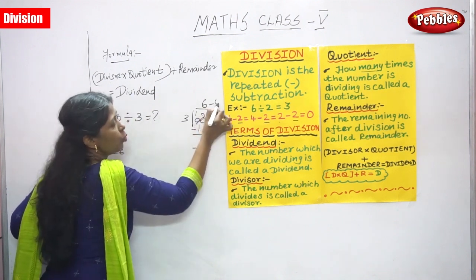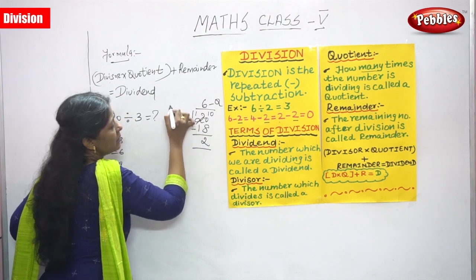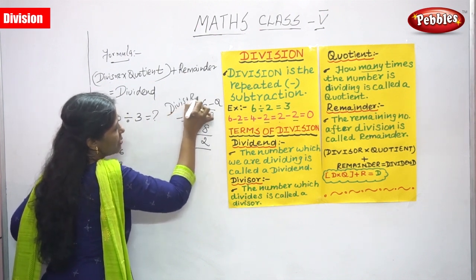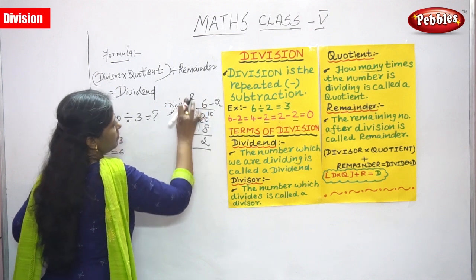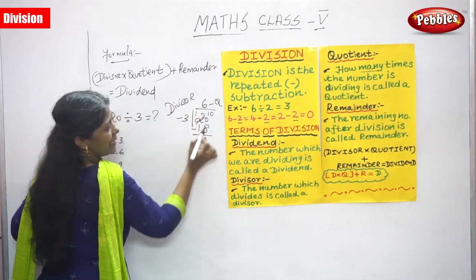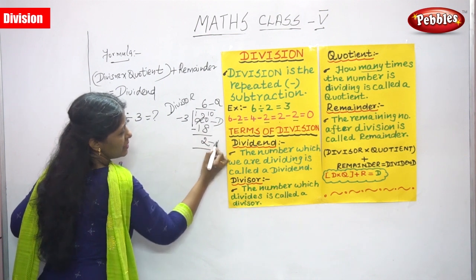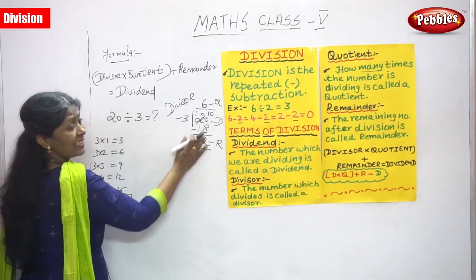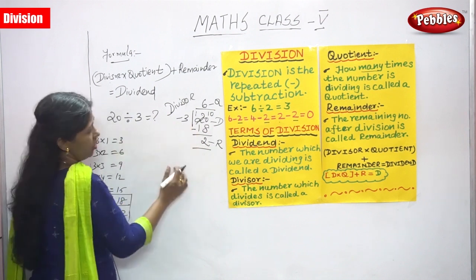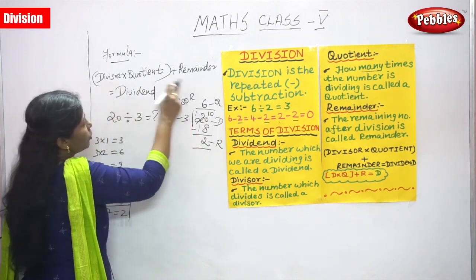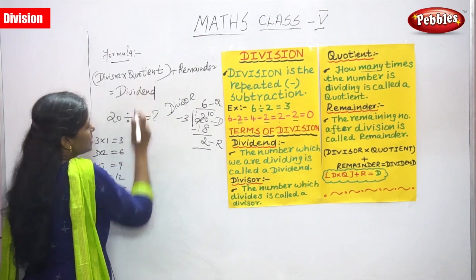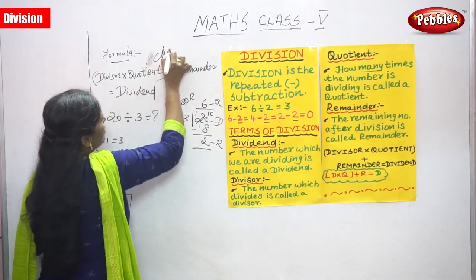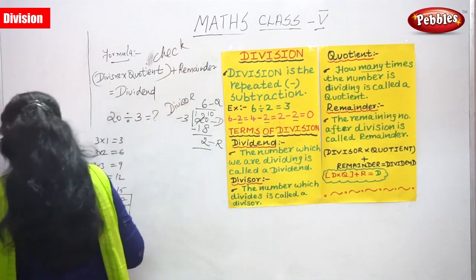So this is the quotient and this is the divisor, D-I-V-I-S-O-R, and this is the dividend and this is the remainder. If you want to check whether the answer is right or wrong, you have to apply the formula. This is only for the checking method. What method is it? Check method.